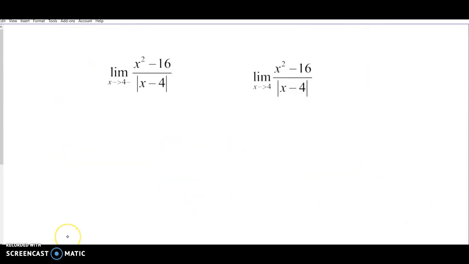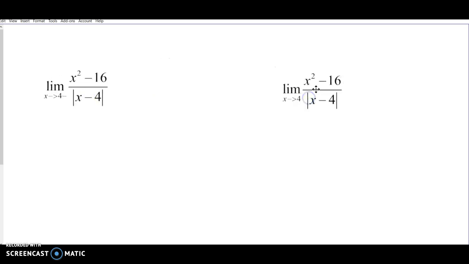Okay, these two examples. So we are going to evaluate these limits. You guys could try these. The thing that's going to be complicated is that we have these absolute values, but that's okay. You could still do it. So go ahead, put me on pause.